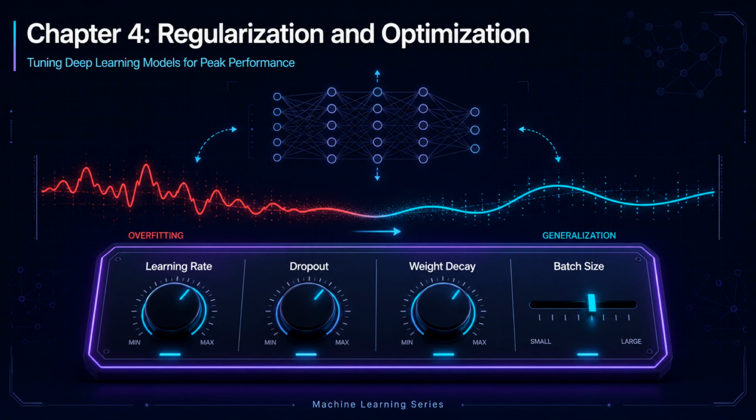Welcome to Chapter 4 of the Deep Learning Fundamentals series. In this chapter, we tackle two critical challenges in training deep neural networks: preventing overfitting through regularization and finding optimal parameters efficiently through advanced optimization algorithms. You'll learn about the bias-variance trade-off, L1 and L2 regularization, dropout, batch normalization, and modern optimizers like Adam. These techniques are essential for building models that generalize well to unseen data and train reliably in practice.